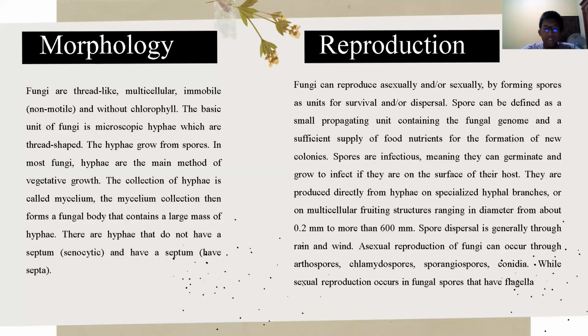Asexual reproduction of fungi can occur through arthrospores, chlamydospores, sporangiospores, and conidia, while sexual reproduction occurs in fungal spores that have flagella.